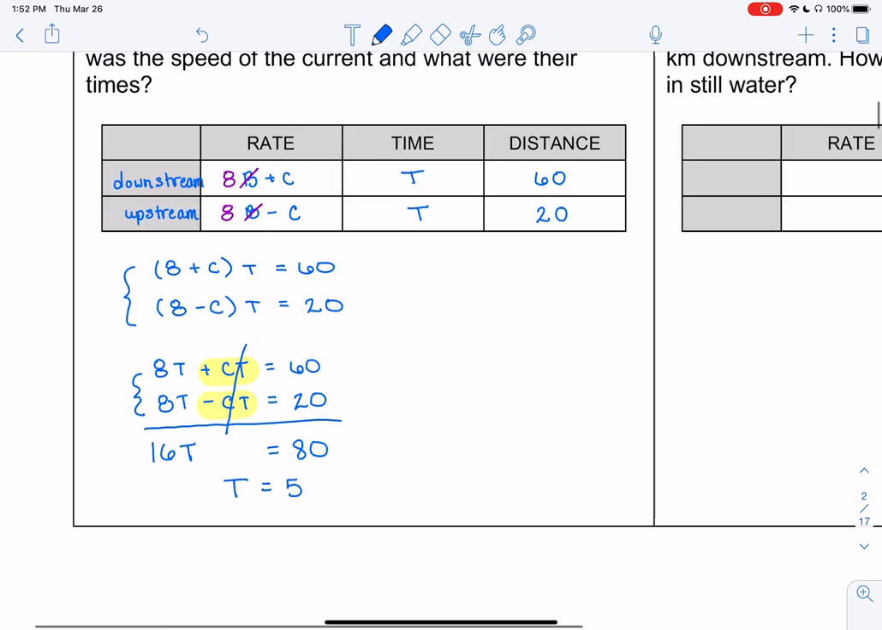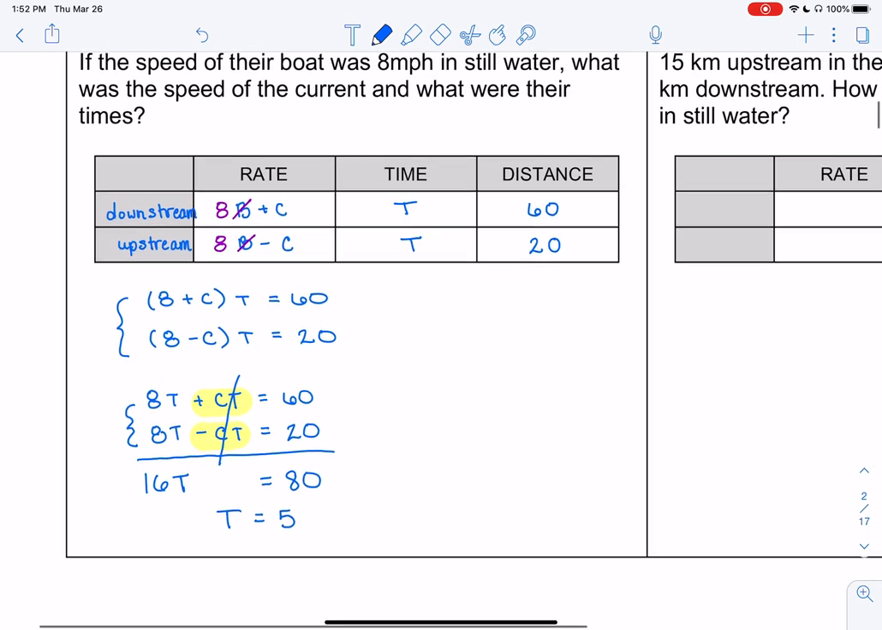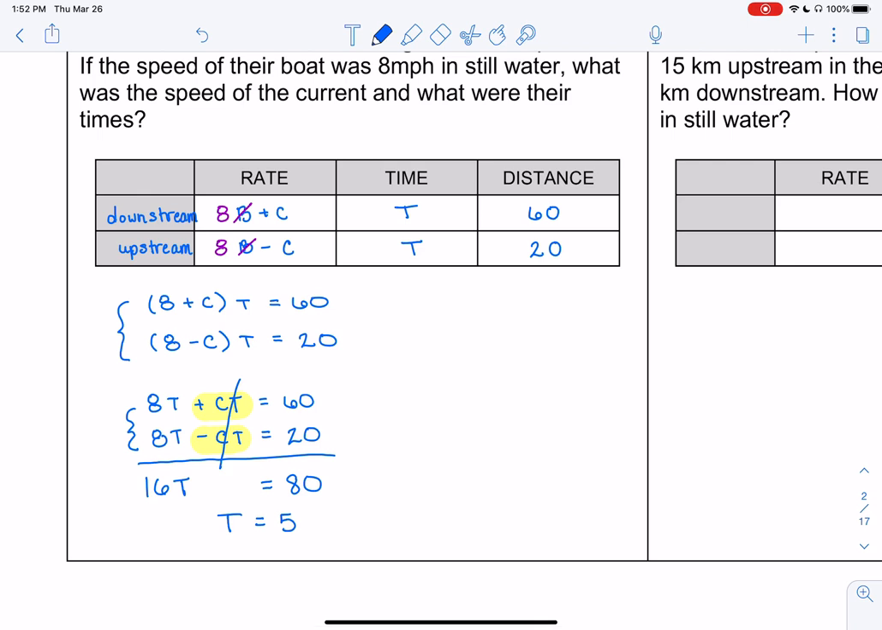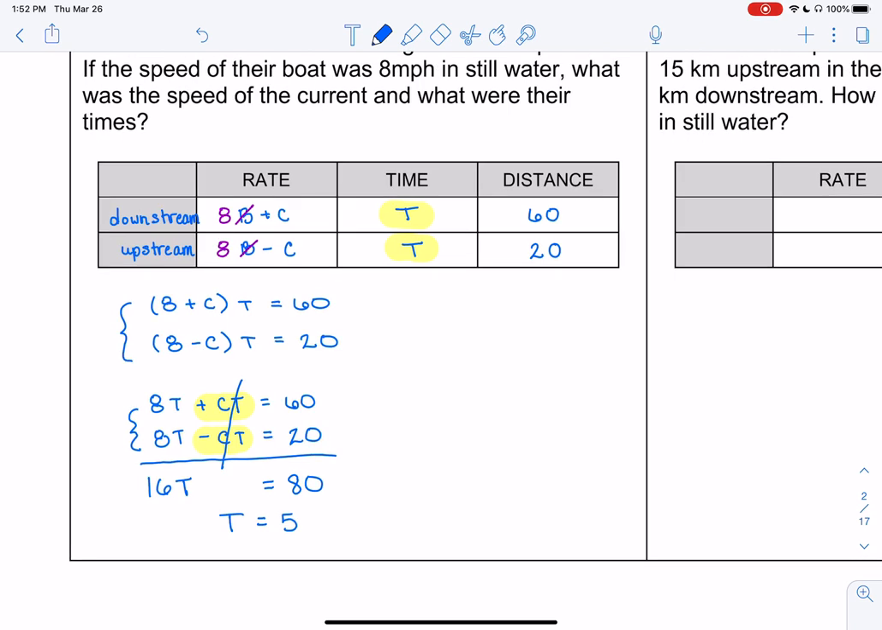Okay, so I'm going to go back and look at what that means in the context of this problem. The T in this problem is the time for each of them, since they shared the same time downstream or upstream. So that is going to be written in hours because it was miles per hour that was given for our rate. Okay, so there's my first answer to take care of what was their time.